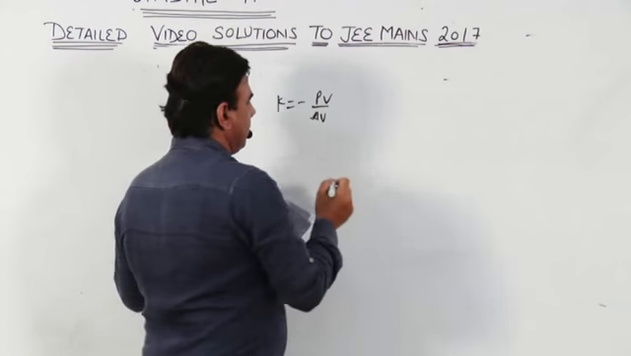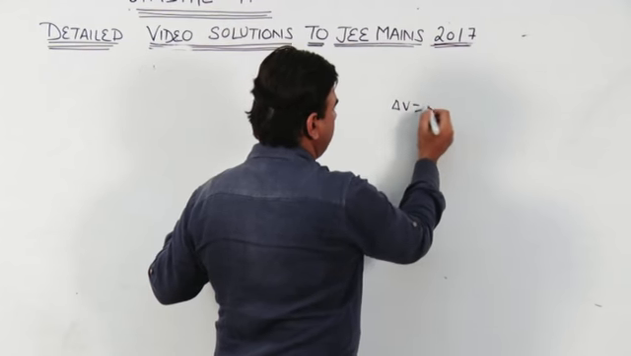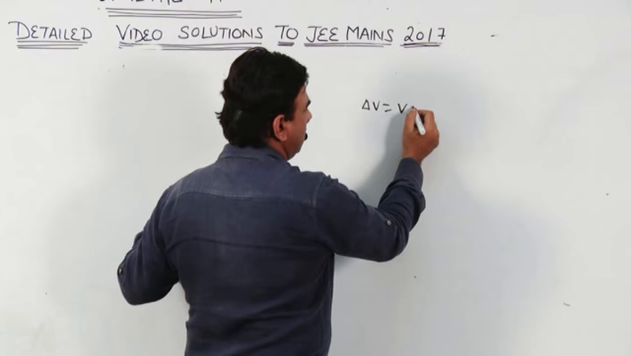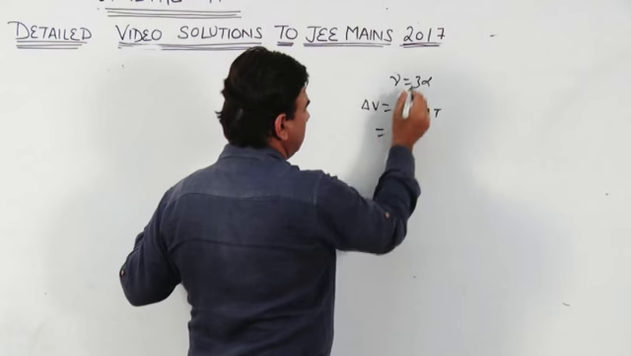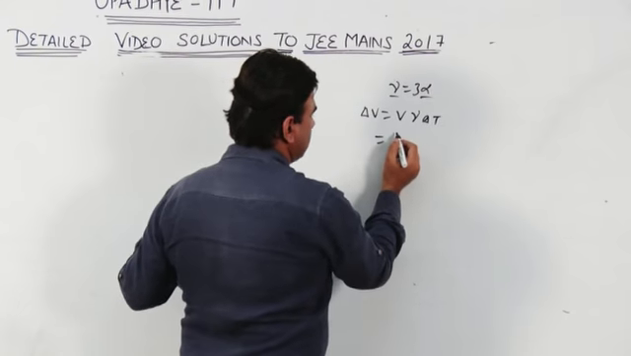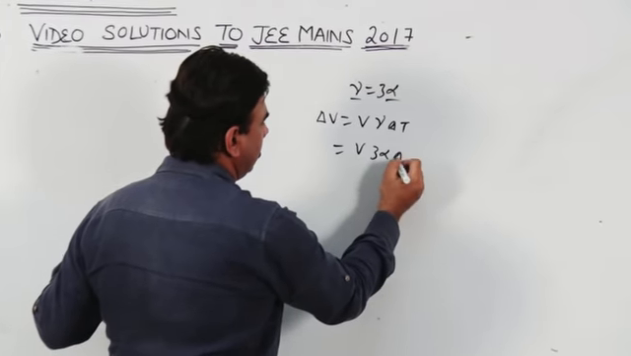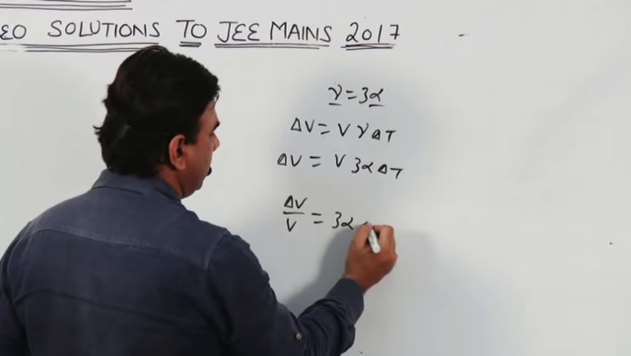And since it is negative also, delta V in expansion, delta V equals V gamma delta theta, and gamma equals 3 alpha. That is the relation between cubical expansion and linear expansion coefficients. V 3 alpha delta T gives delta V. So delta V upon V equals 3 alpha delta T.